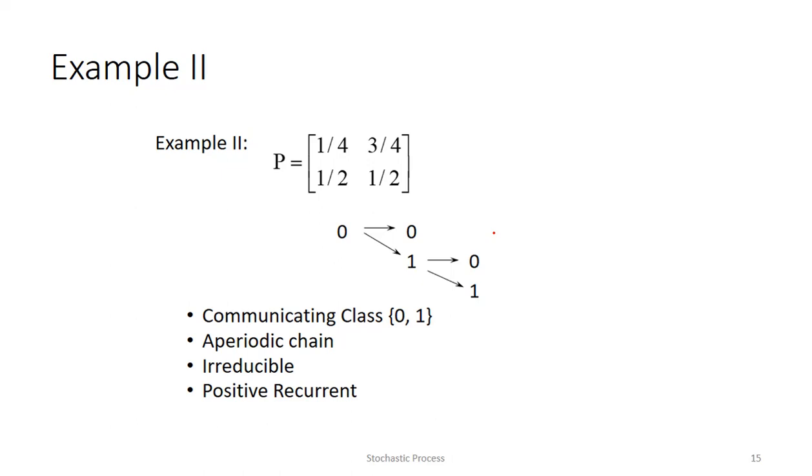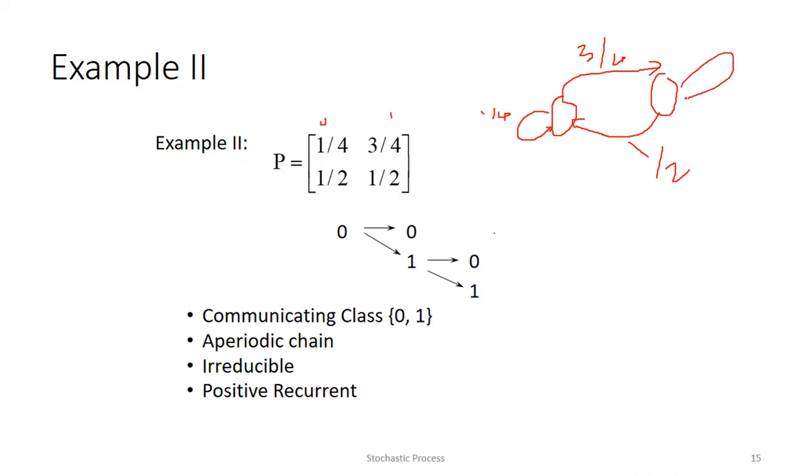Now we can see a simple example. This is my graph. Here two states, 0 and 1. The 0 to 0 probability is 1 by 4. And the 0 to 1 probability is 3 by 4. The 1 to 0 probability is 1 by 2. The 1 to 1 probability is 1 by 2.